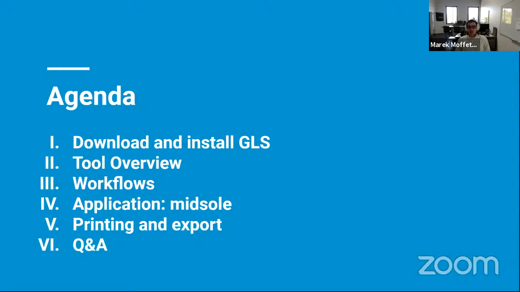And so today, I'll take everyone through downloading and installing General Lattice Studio. I'll do a tool overview. I'll cover some workflows of how to use Lattice Loft. Then I'll do a quick application example of a midsole. And then I'll just show how to prepare that midsole we create for printing and export to an STL, if we're going to 3D print it, and show the various export options, STEP, Parasolid, to get it into other applications as need be.